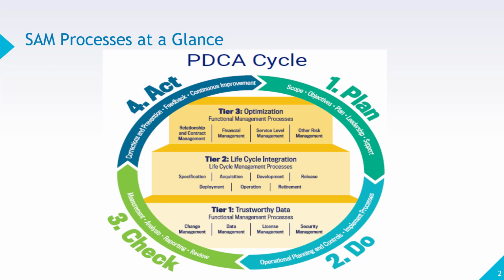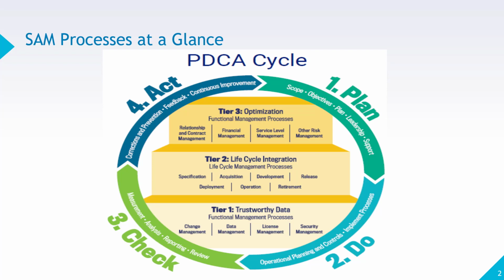The first process of Tier 1 is change management. This process is used to control planned changes, review the consequences of unintended changes, and act to mitigate any adverse effects as necessary. It includes making the request before the change, implementing the change, and recording after the change.